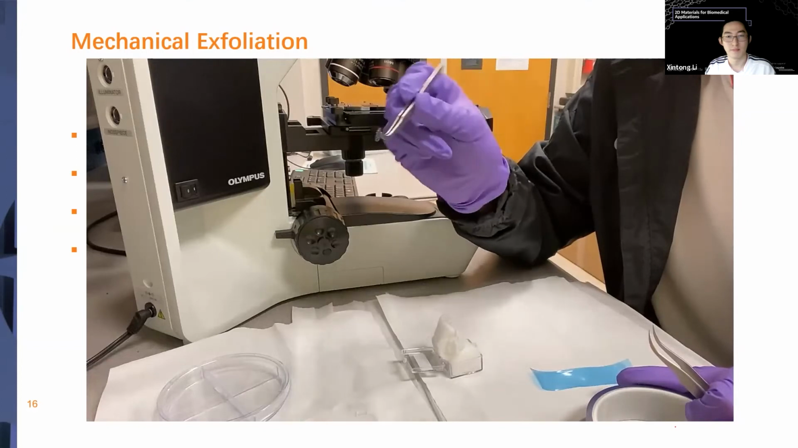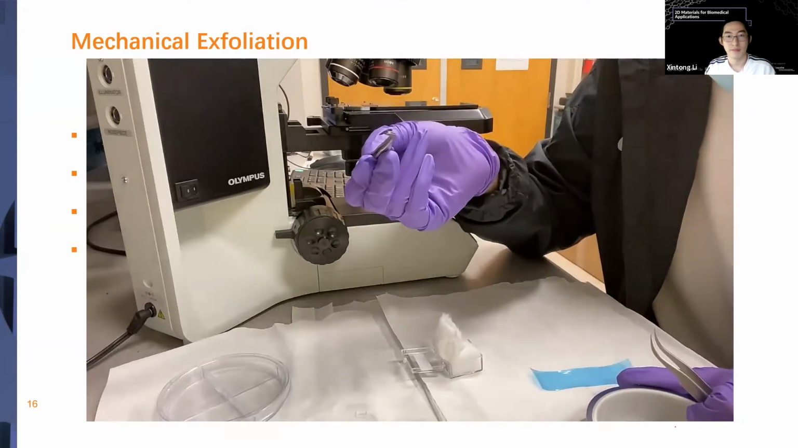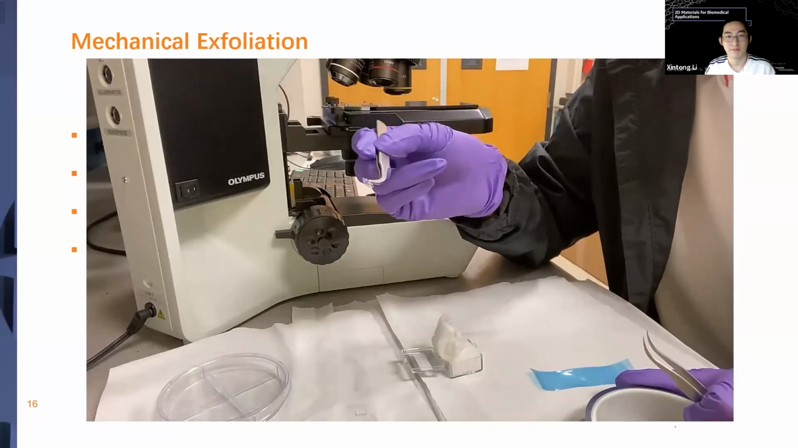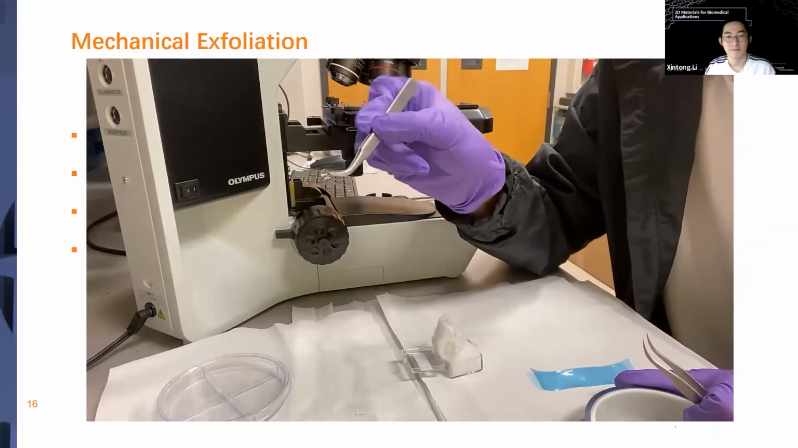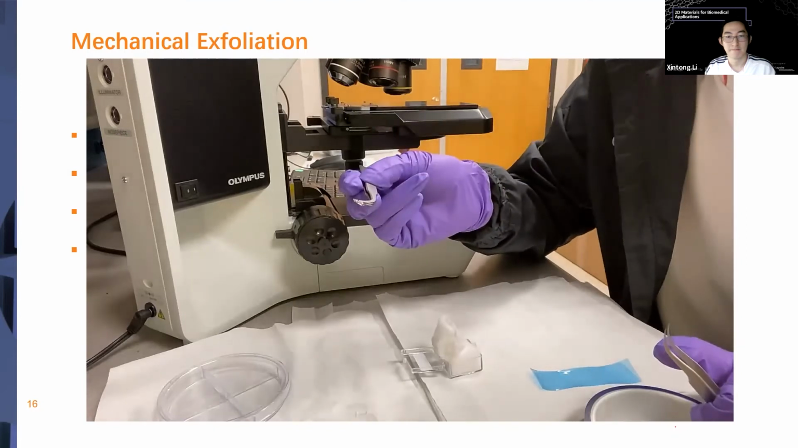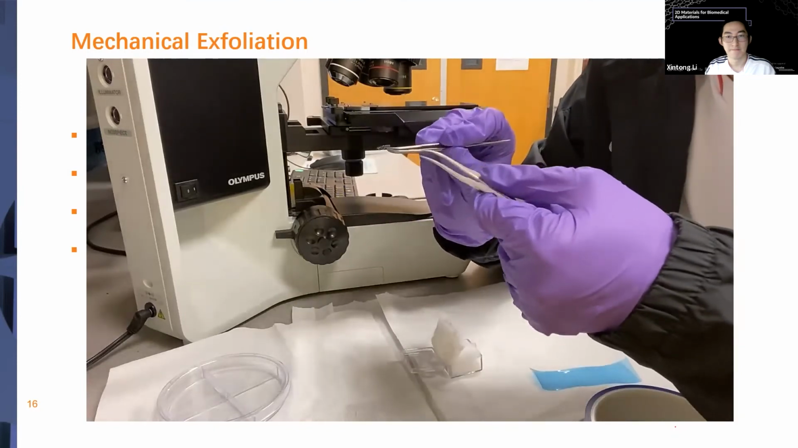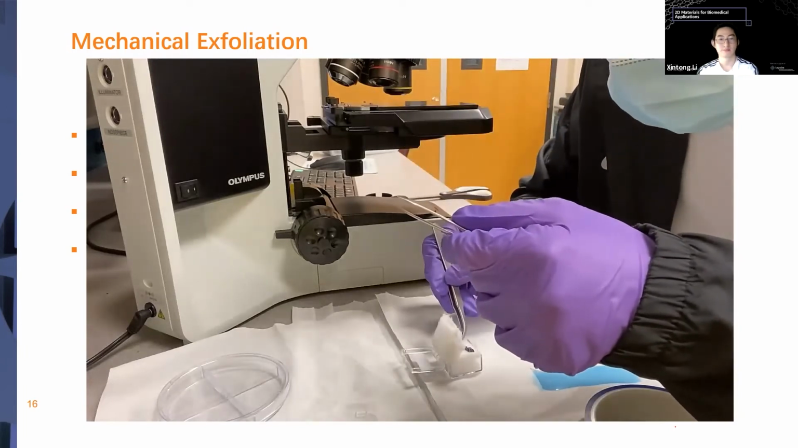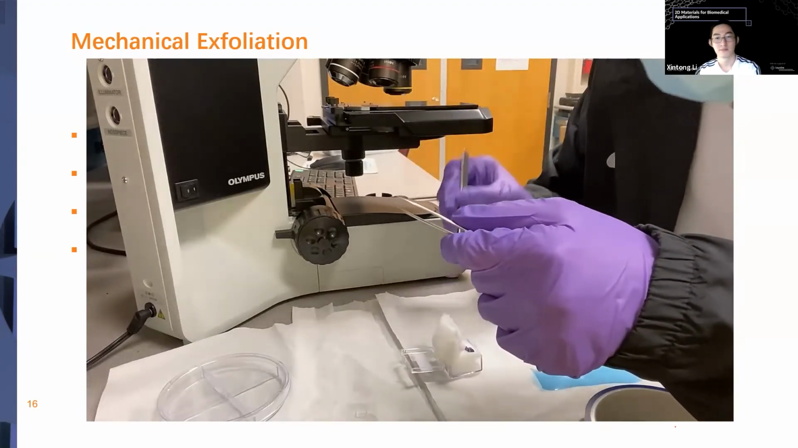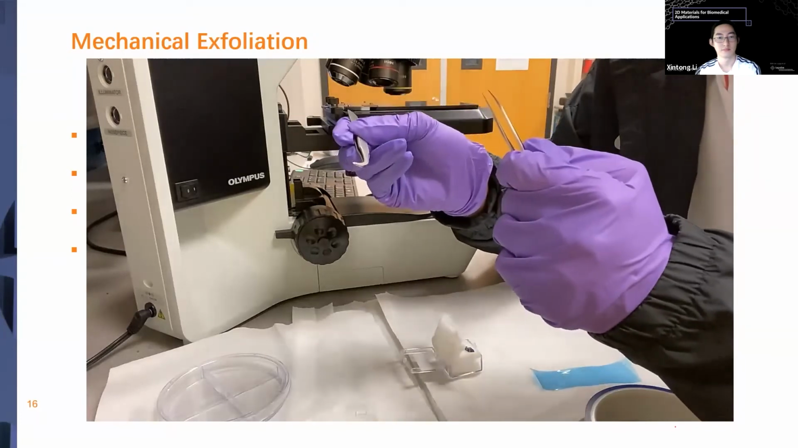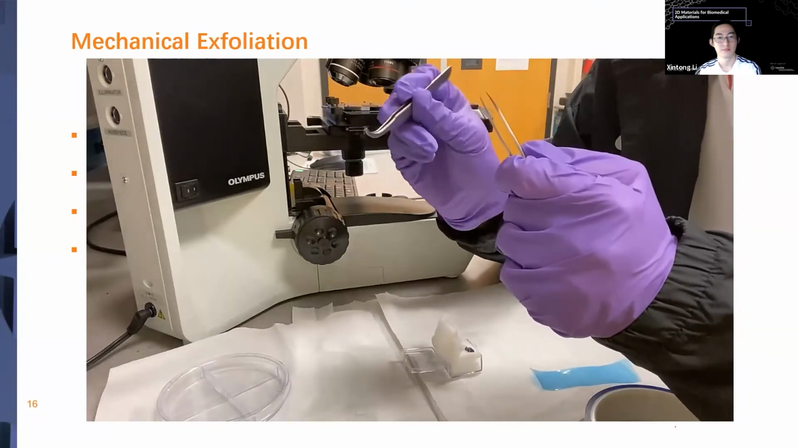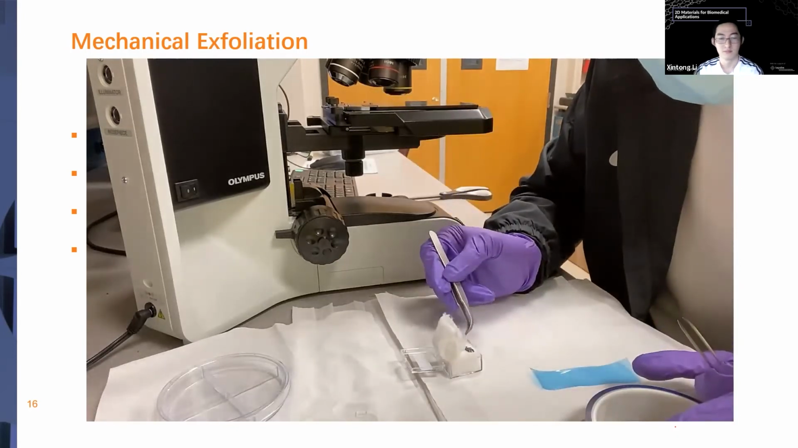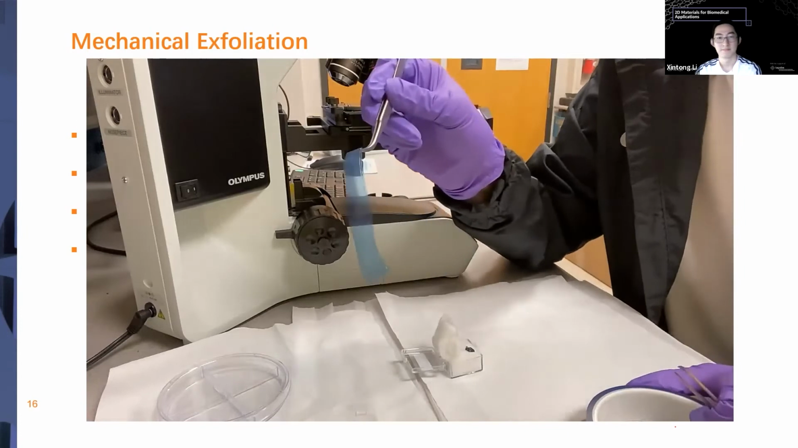As we can see, it already looks like a layered structure, which is pretty thin. But for exfoliation, we believe this is still too large and too thick. So usually what we do is that we peel off a smaller and thinner flake from this one. And we start with something like this, which is a few millimeters in size and looks much thinner than the original one.